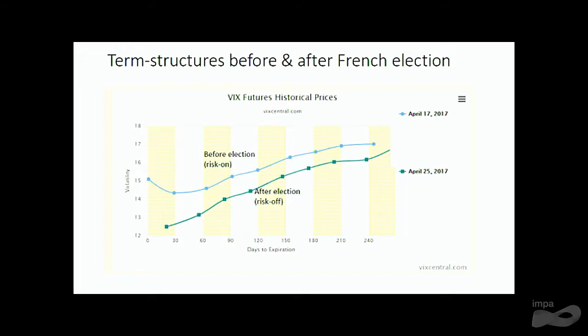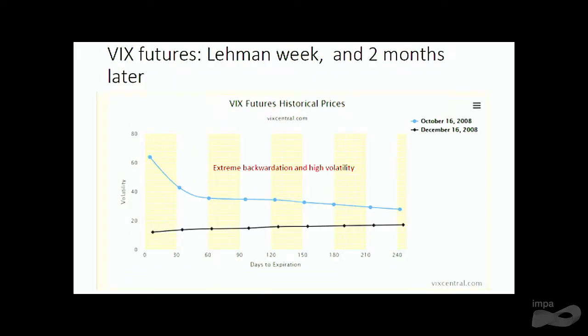Because what you really want to see, to know that there is no fear in the market, is a relatively low reading of VIX with concavity, with normal contango. In our business, it's normal to be in contango. This is not normal. This is a cause of some concern for the market. Now, the extreme reading of the VIX future curve occurred in the week of October 16, 2008.